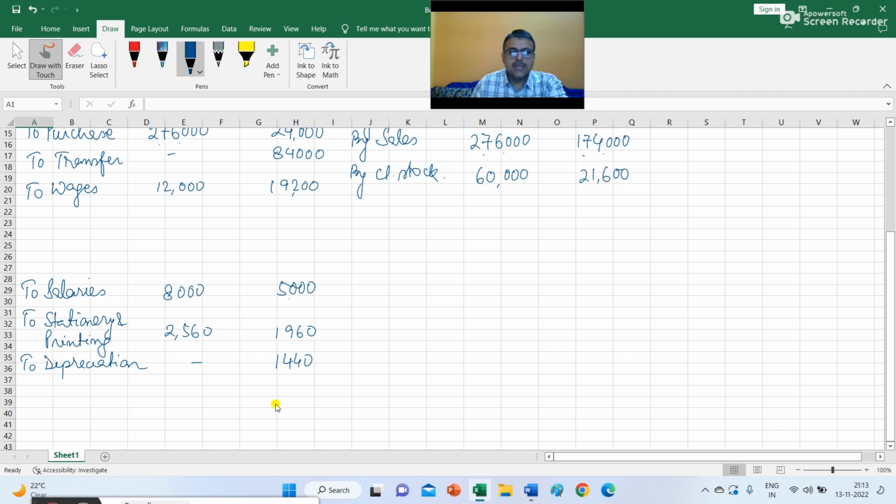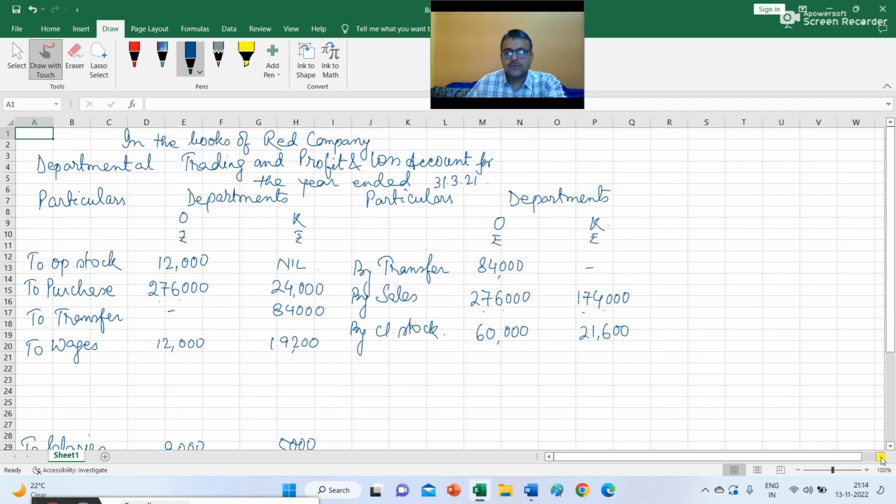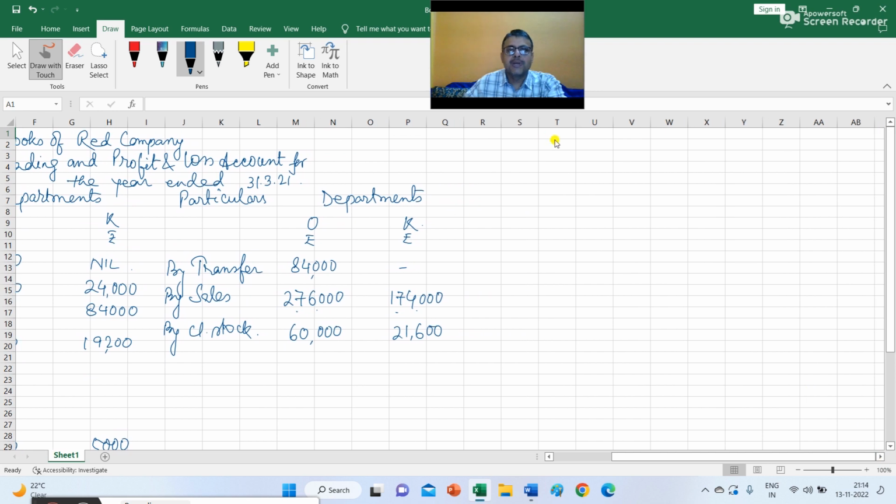Then there are certain unallocated expenses, so we have to allocate them in the ratio of 3:2. To allocate the unallocated expenses to both departments, here I am preparing a small working, and this is working note number 1. Allocation of general expenses.